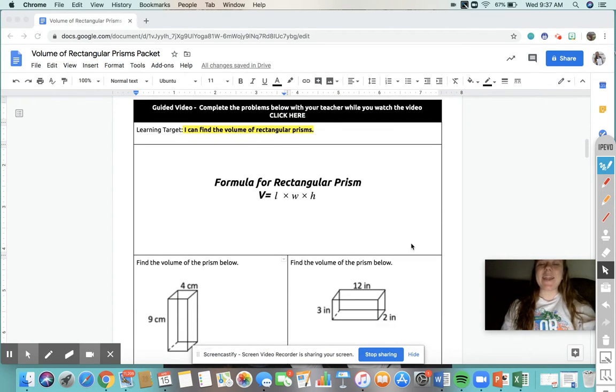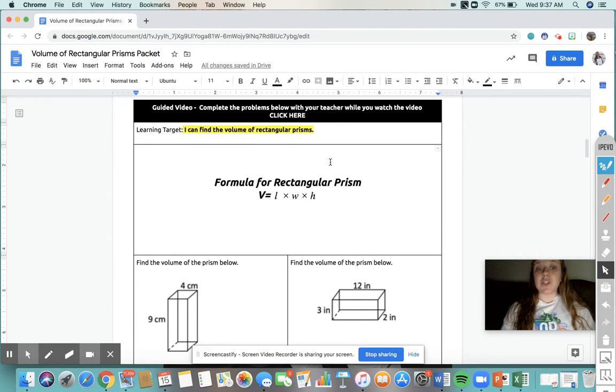All right, now that we have the do now completed, I want you to take this time and type in this learning target right here if you are using your computer. If you're writing it out on a piece of paper, you can go ahead and write that out now.